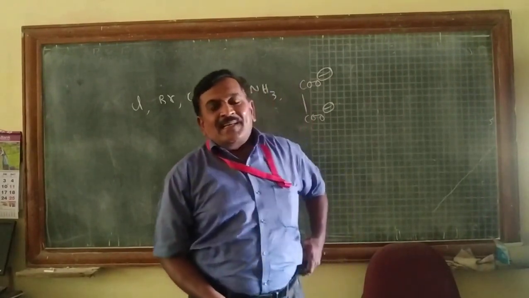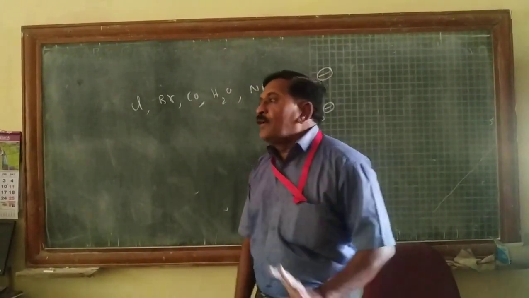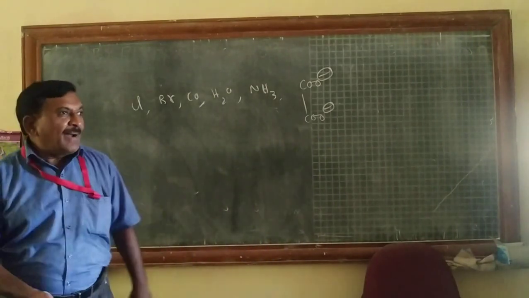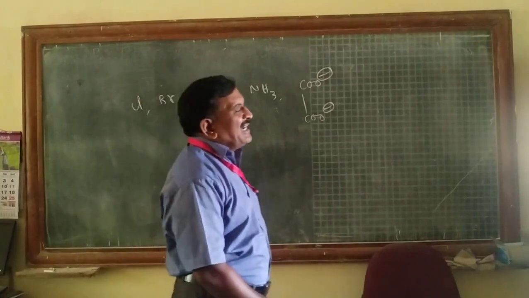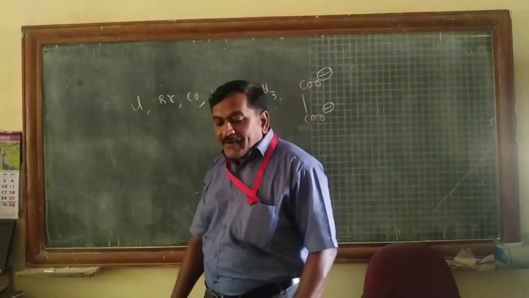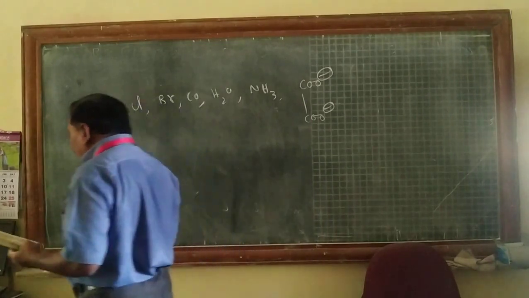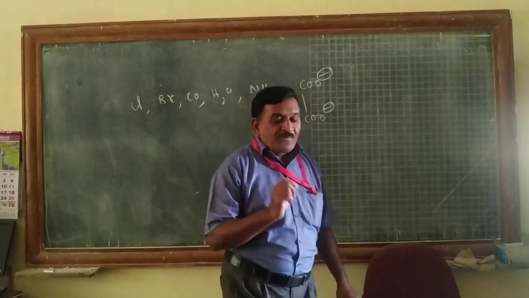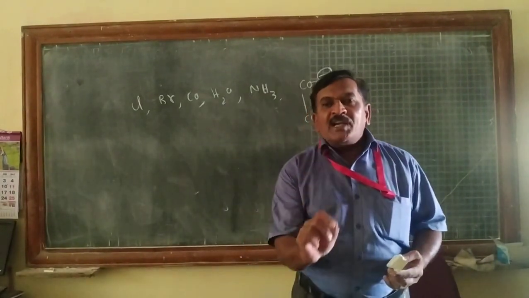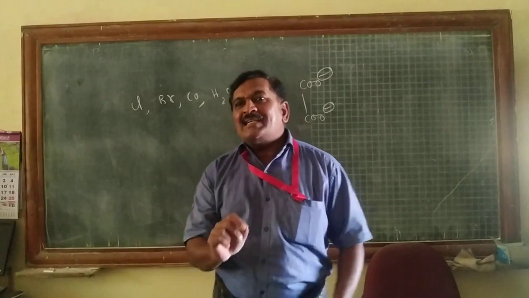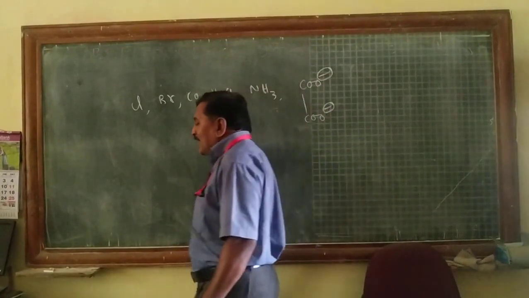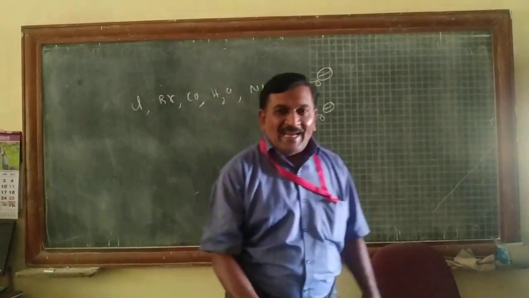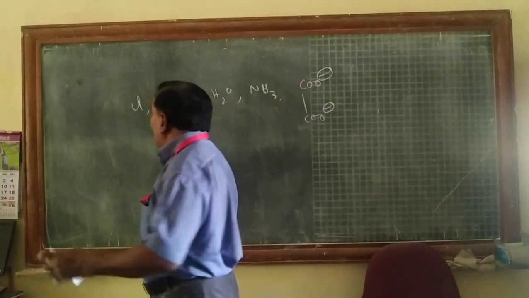These ligands can be classified into different types. The first one is monodentate ligands, the second is bidentate ligands, the third is tridentate ligands, the next is tetradentate ligands, and finally polydentate ligands, and the last one is chelating ligands.